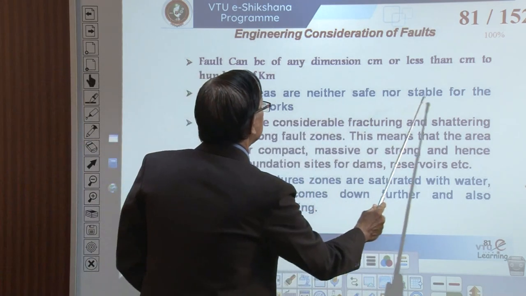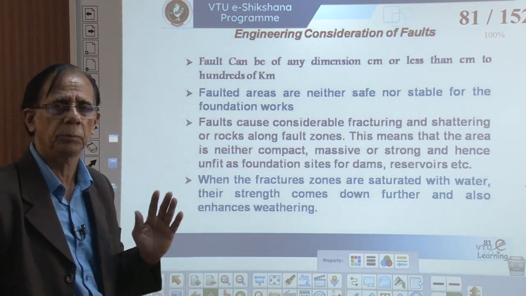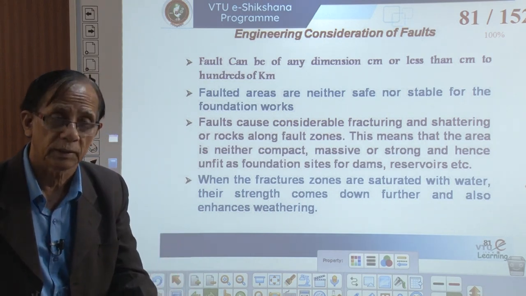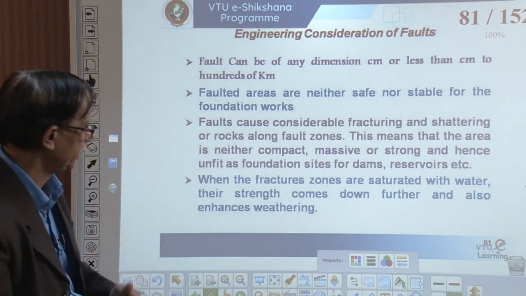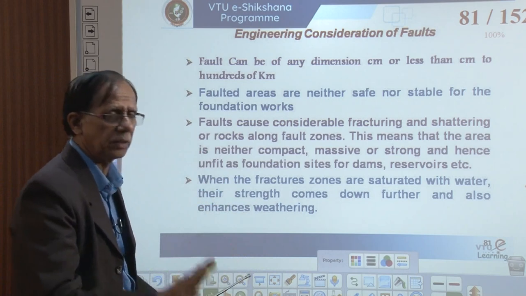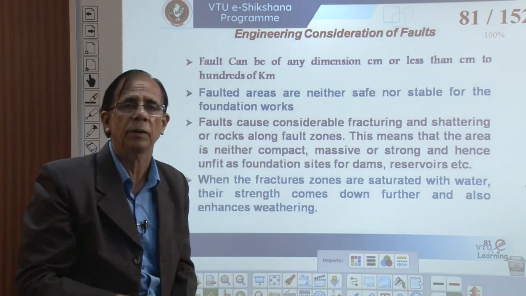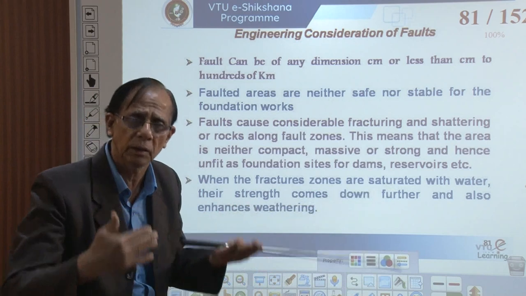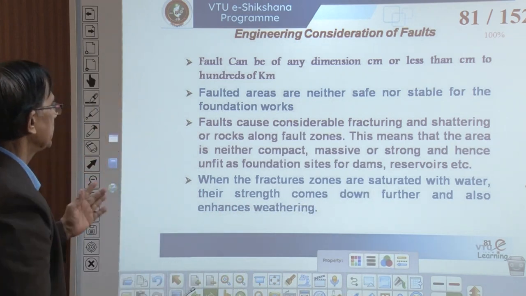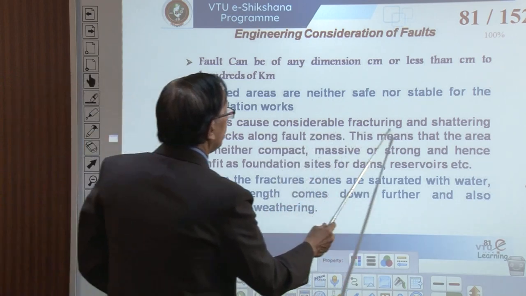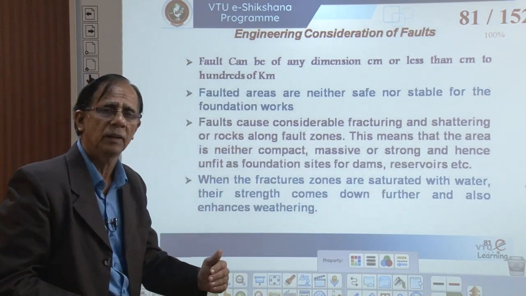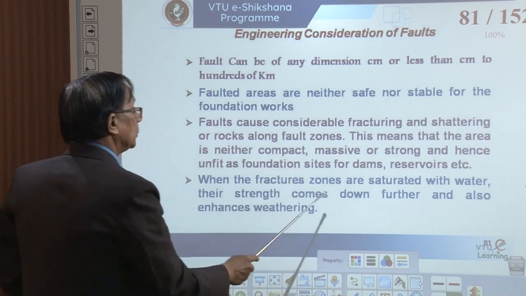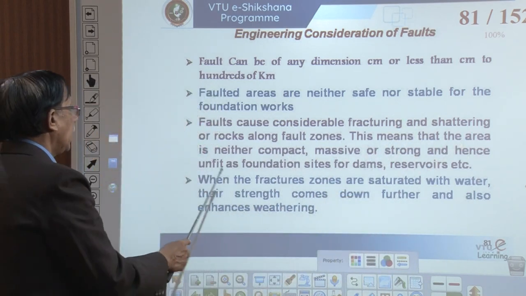Faulted areas are neither safe nor stable for any foundation purpose. We will discuss this more specifically when we emphasize dams or reservoirs. But in general, a faulted area means unstable, because water can percolate through it. Water is a source of weakness. It lubricates the contact, facilitates movement, and causes earthquakes and landslides. Therefore a fault is considered a source of weakness. Considerable fracturing and shattering of the rock takes place, and rock strength is modified. This means the area is neither compact, massive nor strong, and hence unfit for foundation.